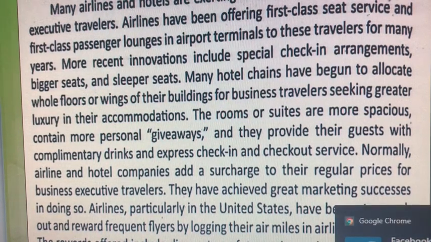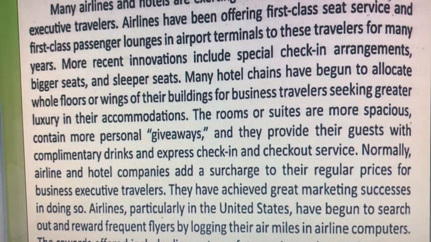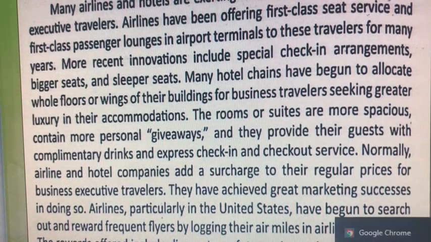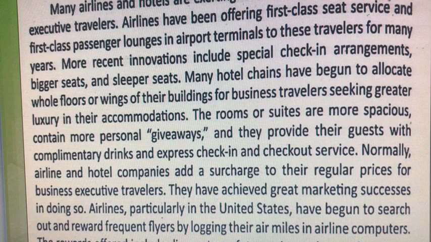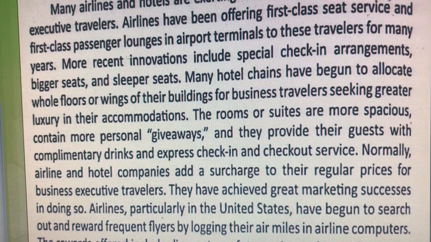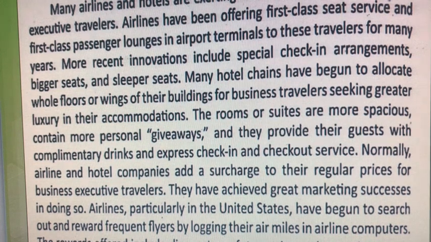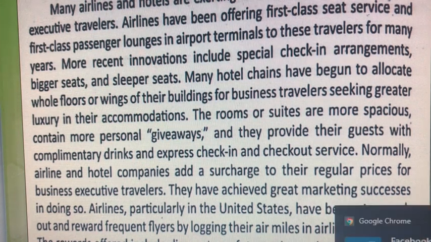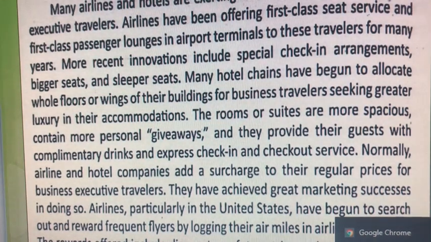Okay? So yan. Sinasabi dito na yung mga airlines, yung mga hotels, gumagawa sila ng mga promos for business executive travelers. Okay? So, yan, yung mga airlines daw, nagbibigay ng mga first class seat service, first class passenger lounges, sa mga airport terminals, okay? For many years already. So, may mga innovations din sila na may mga special check-in arrangements, may mga bigger seats and others. Kumbaga, well-treated yung mga business executive travelers.